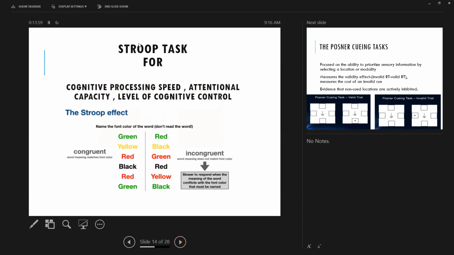So it is a Stroop task. It is basically for cognitive processing speed, attentional capacity, and the level of control. In this, we have the color and the font in a different color. That is the color word is written, and there is a color inside the font. It can be a congruent test, that is the word meaning matches the font color, and we say it is incongruent when the word meaning doesn't match the font color. And this indicates a slower reaction time when the meaning of the word conflicts with the font color that must be named.